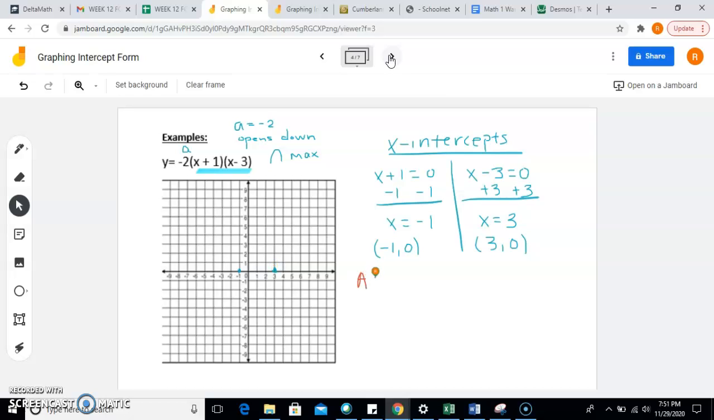So then to find the axis of symmetry, it's halfway between those. So I'm going to add my x values, -1 plus 3, and divide it by 2, which gives me 2 divided by 2. So my axis of symmetry is at +1. So that is the middle of my graph.